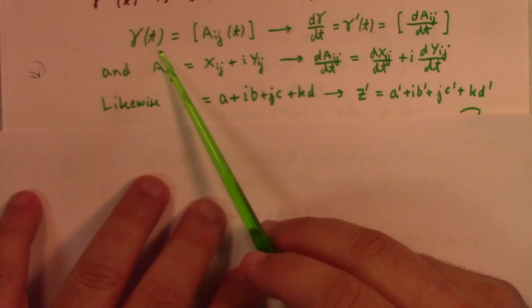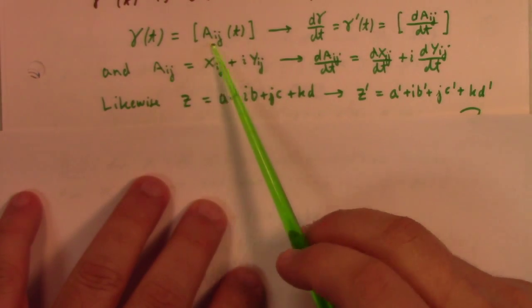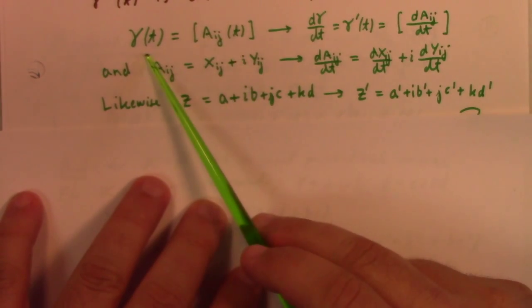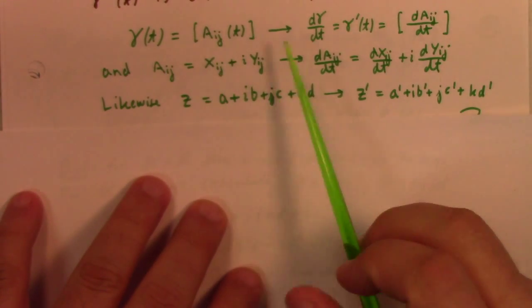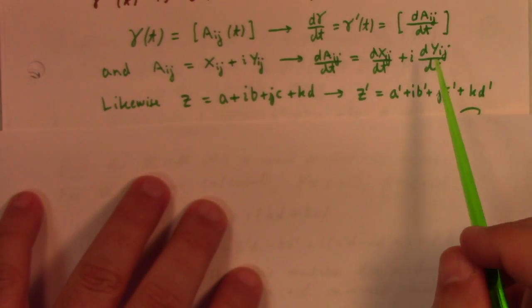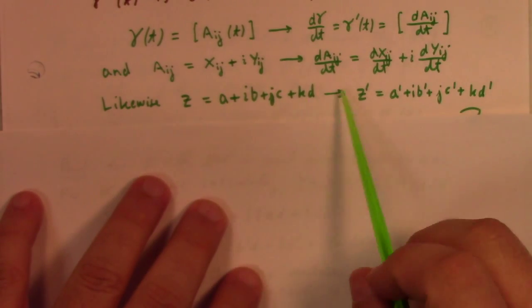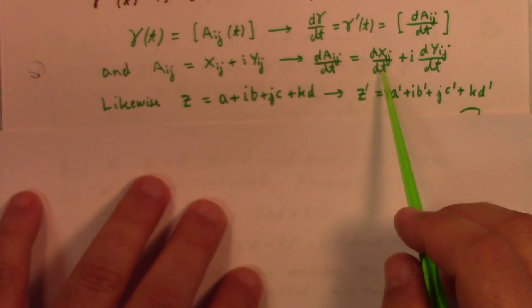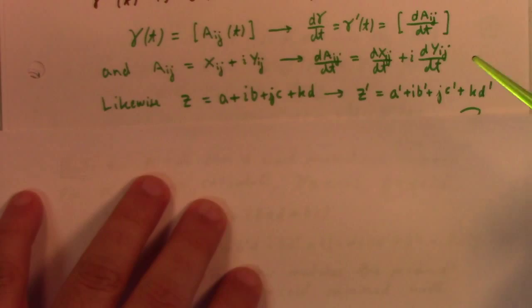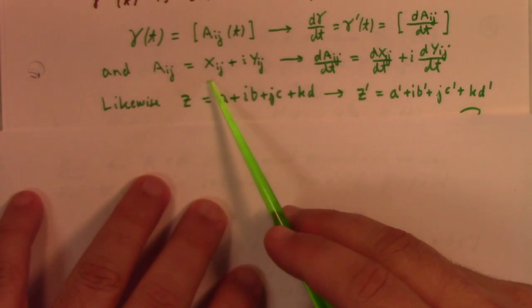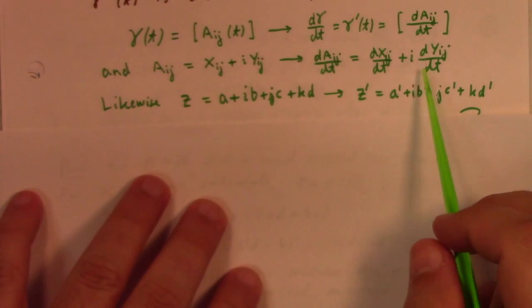So if gamma is a curve of matrices, that means it's a matrix of functions of t. And to differentiate such a thing with respect to t, you just differentiate component-wise, right? d gamma/dt, gamma prime of t, is just that. And the derivative of a sum is the sum of the derivatives in the usual way.